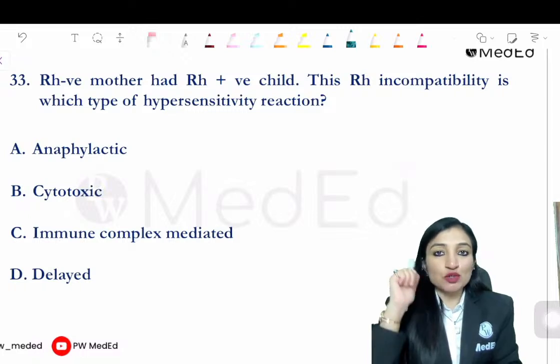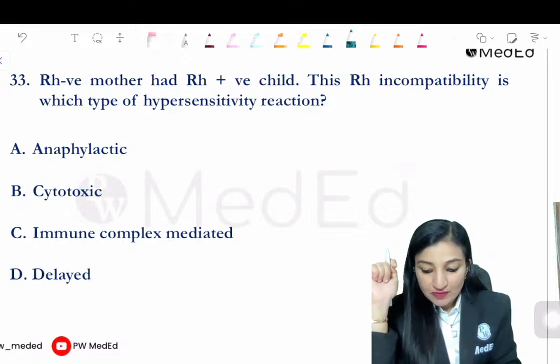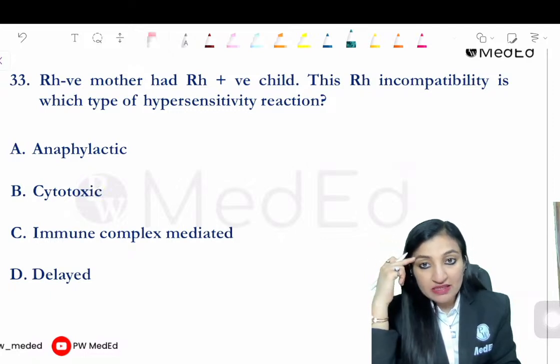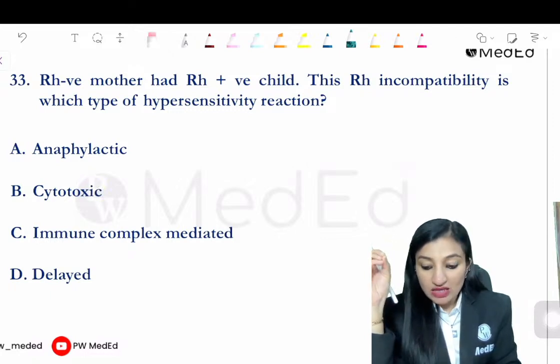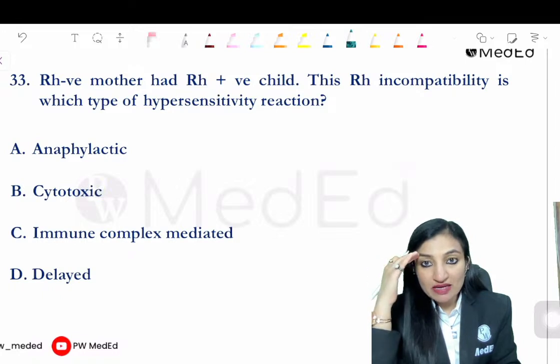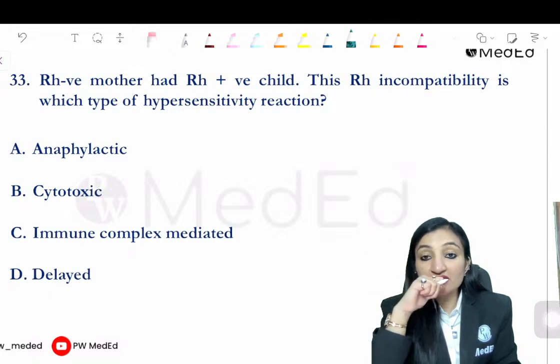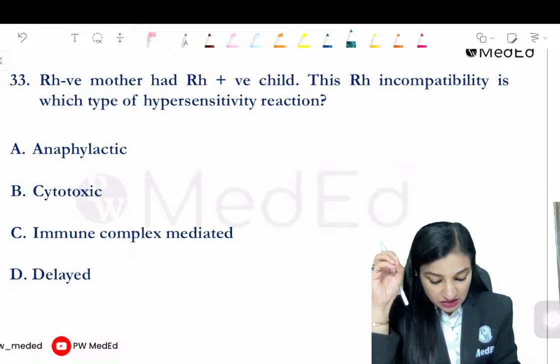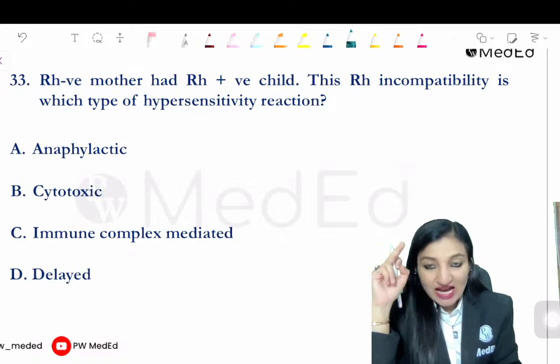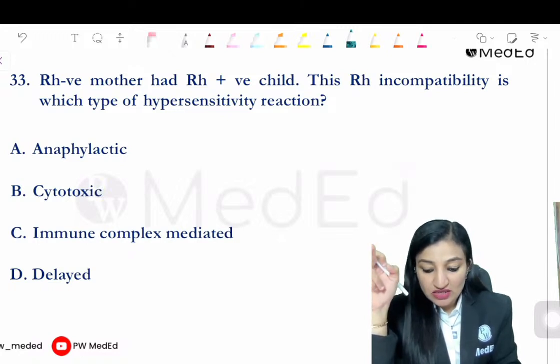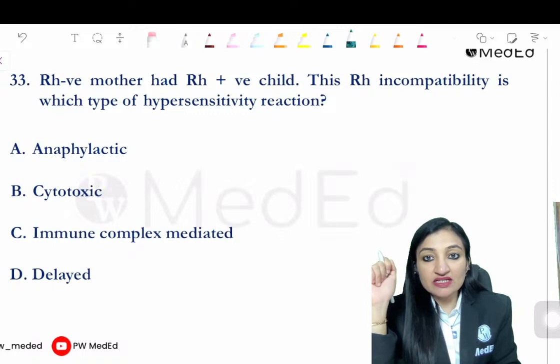Few basic things I told you about hypersensitivity yesterday. So Rh negative mother had Rh positive child. Rh incompatibility. Rh antigen is there on the RBCs and it is being destroyed by complement activation, because the antibodies against the Rh antigen have attached to the RBCs. So the antigen is fixed, antibody is free. So it comes under which kind of hypersensitivity reaction?